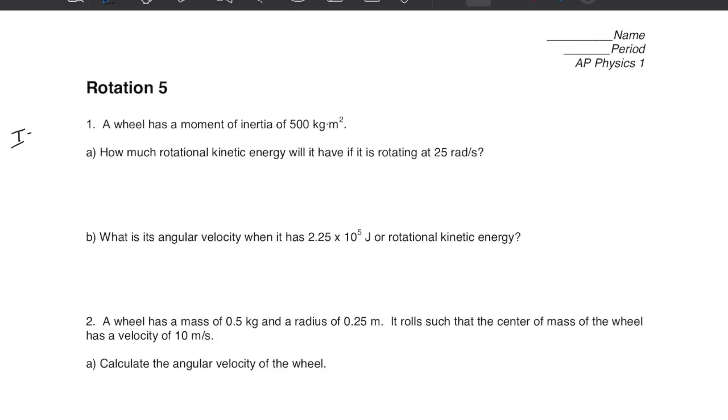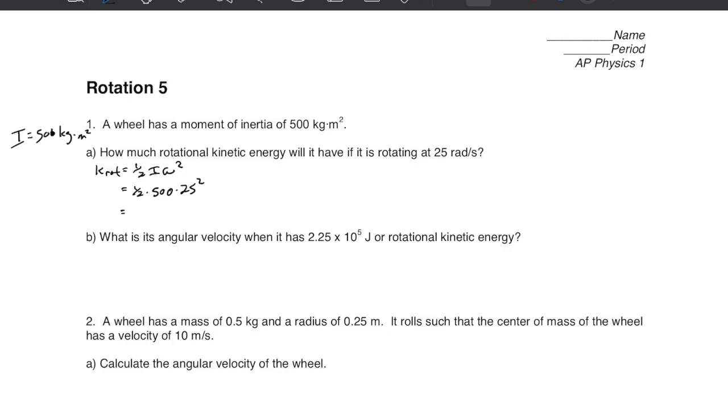A wheel has a moment of inertia of 500 kilograms meter squared. How much rotational kinetic energy will it have if it's rotating at 25 radians per second? Well, we know that I equals 500. We know that omega is 25, and our formula for rotational kinetic energy, or K rot, is equal to 1/2 I omega squared. That'd be 1/2 times our I, 500, times omega, which is 25, but squared. So 1/2 times 500 times 25 squared.